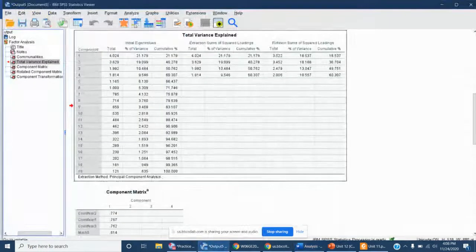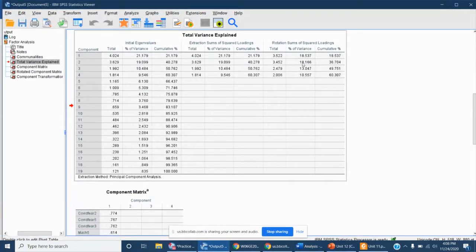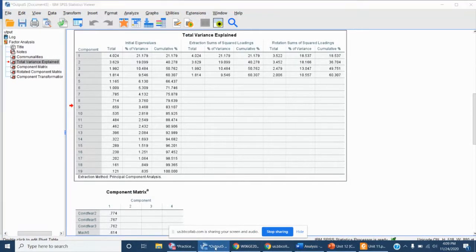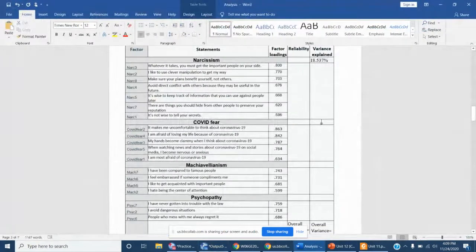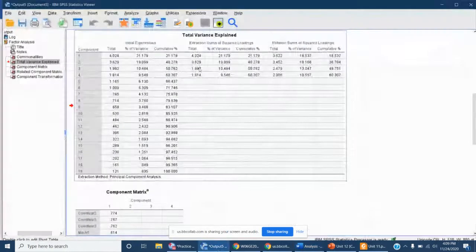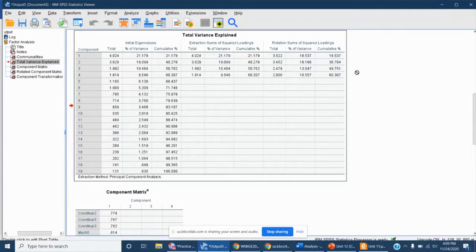Our second factor is COVID fear, and it is again explaining a very good variation here, 18.166%. So we will write 18.166 here. The names of the variables are not written; they are just denoted by their numbers. So we have four variables. The first variable is narcissism. It is explaining 18% variation. The second variable is COVID fear. It is again explaining 18% variation.